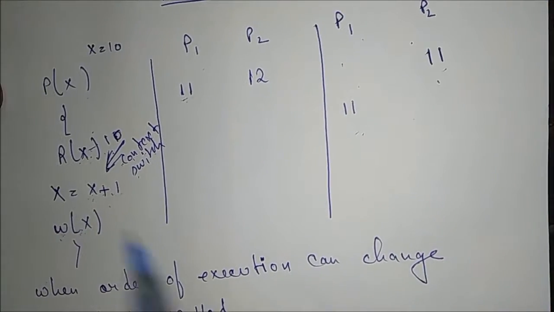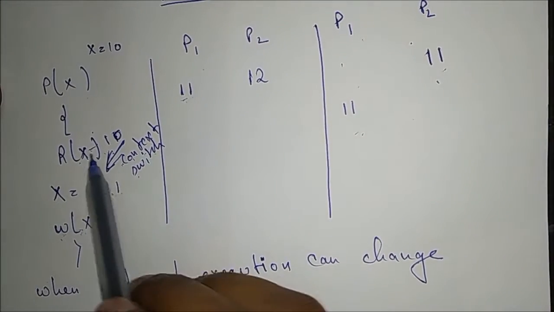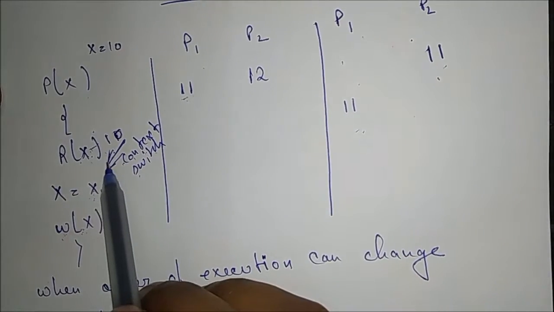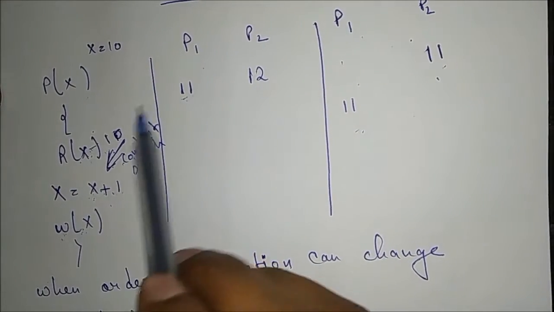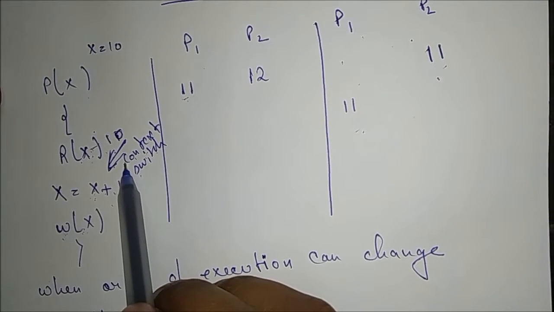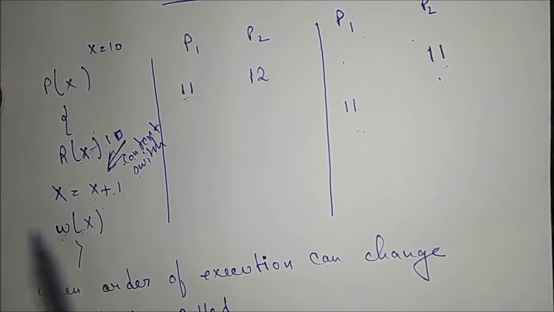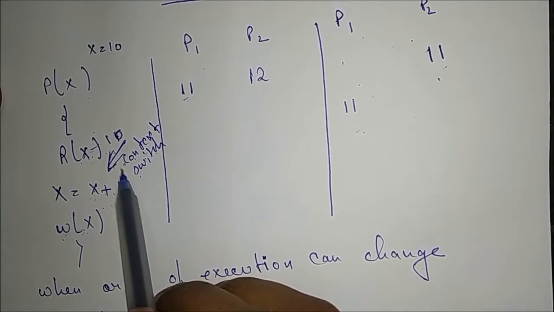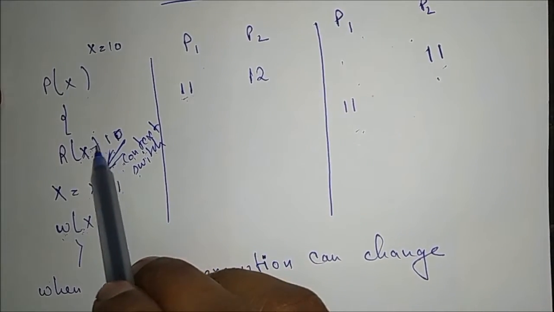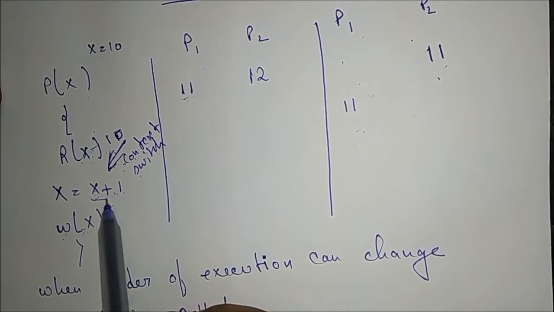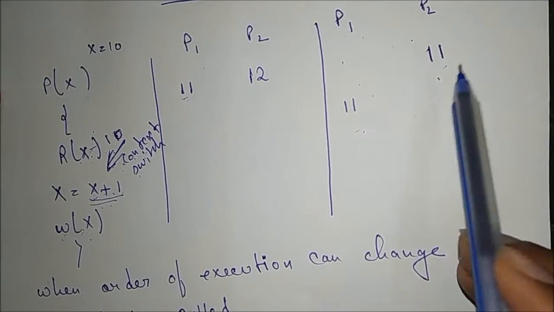You are understanding, no? When P1 read the value 10 and it was context switched by P2, it means P2 stopped P1 before going to the critical section. Before executing, P2 stopped P1. Then P2 runs and the value of x is 10 only, and it increments the value to 11 and prints 11.